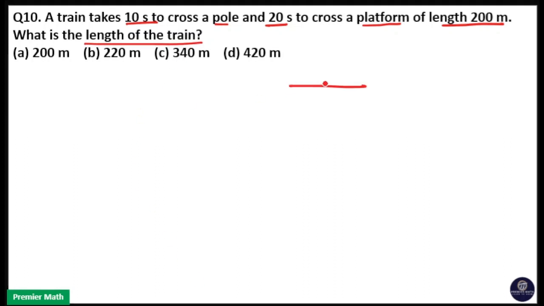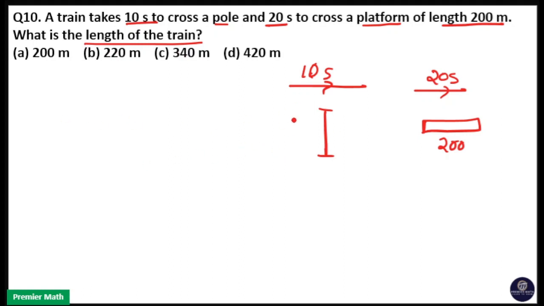Here, a train crosses a pole in 10 seconds, and the same train crosses a platform of 200 meter in 20 seconds. So here the same train is crossing a pole and a platform. That means speed is constant. Then distance is directly proportional to time.